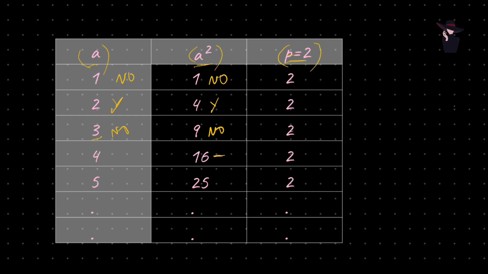Let's go. Can it divide 16? Yes. Then it also divides 4. 4 square is 16. Can it divide 25? No. So it doesn't divide 5 as well. So this is what this theorem says.